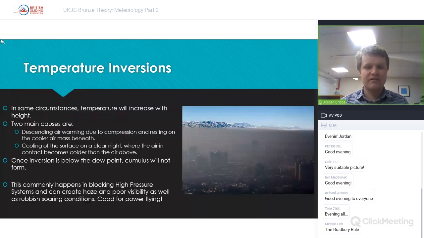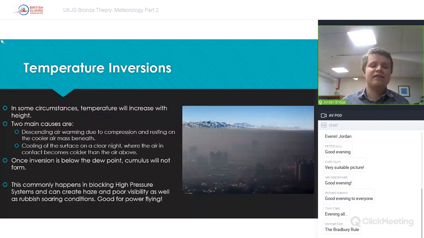This gives us an inversion, because if you were now to get in your glider or powered airplane and climb up, you would notice that maybe for the first 1,000 feet, it drops by 3 degrees or whatever. But as you get above that inversion, it starts to get a little bit warmer. Because this is inverted to what you would normally expect, it gets the name an inversion. Once the inversion has got below the dew point, cumulus will not form. So these are the typical conditions we call blue. And if the inversion is too low, potentially there will not be any soaring at all, because you will need temperature to push this inversion up.